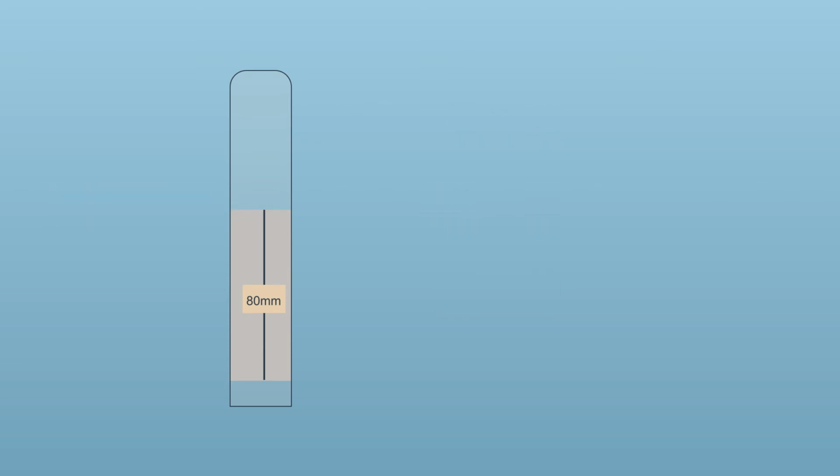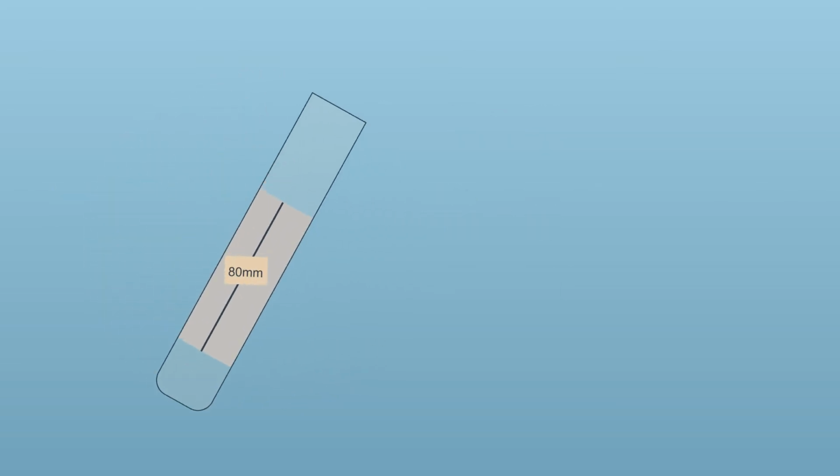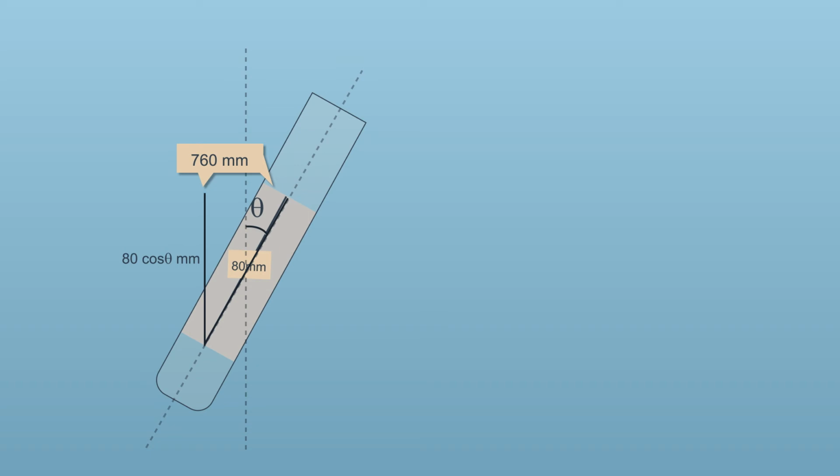For the last part of this question, we will take the tube at an angle theta with the vertical. This situation is like having 80 cos theta mm of vertical column of Hg between the trapped air and atmosphere. Hence the total pressure of the air is 760 plus 80 cos theta. Notice for theta between 0 to 90 degrees, this pressure is more than 760 mm, and for 90 to 180 degrees, it is less than 760 mm.